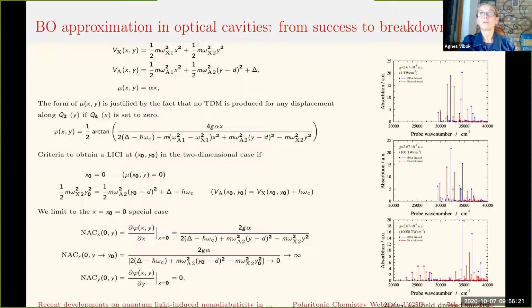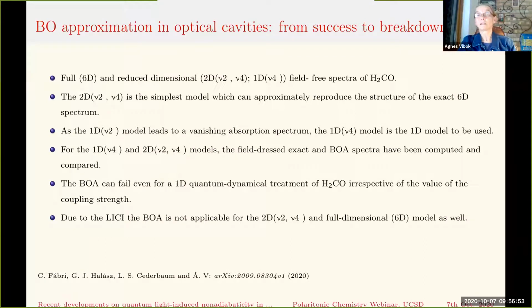And this is the two-dimensional result we obtained. This is again the BOA and the exact result. You see the differences. In the large coupling regime, the BOA in the small energy region is still okay, but for the larger energy it still fails. So we see the difference. That is what we obtained, and this is the summary.